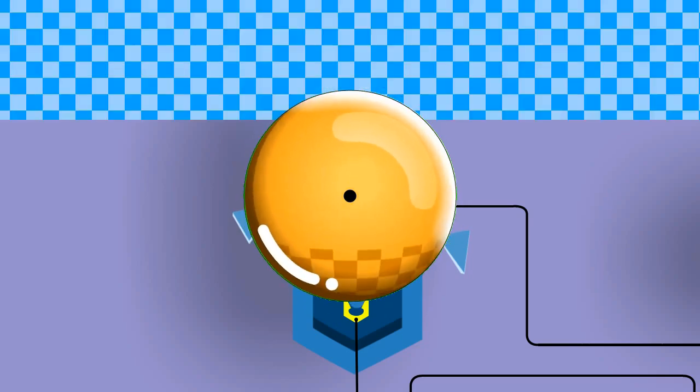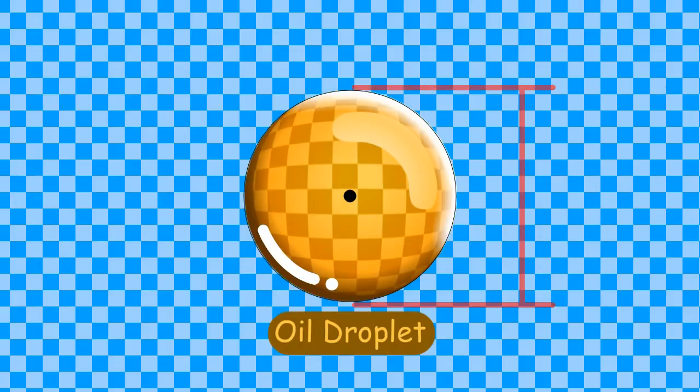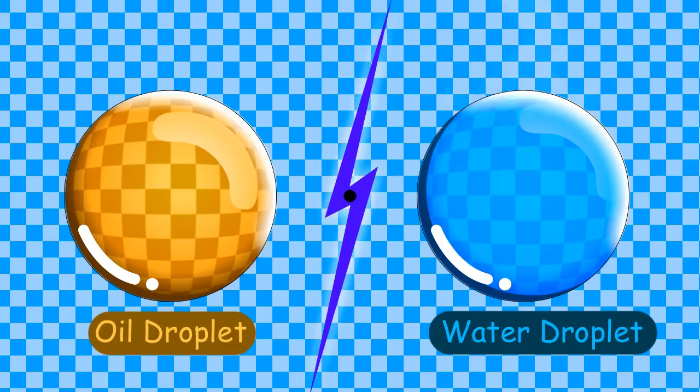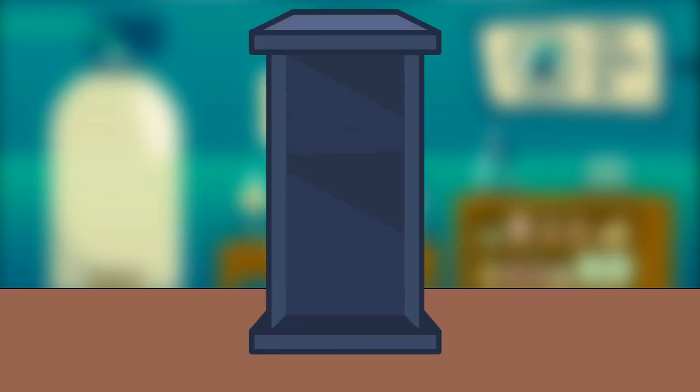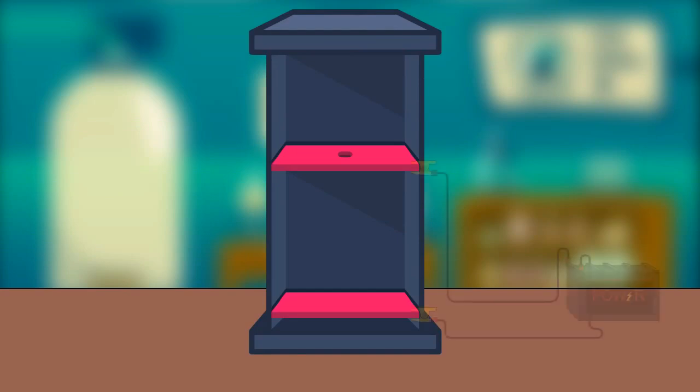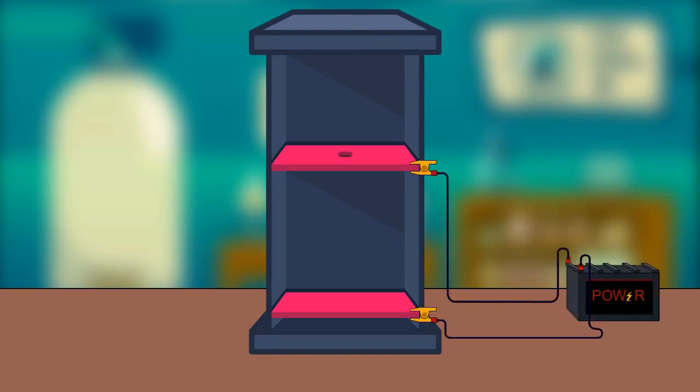Millikan designed his experiment using oil droplets because they were small, easy to control, and wouldn't evaporate quickly. He sprayed tiny oil droplets into a chamber with two metal plates, one on top and one on the bottom, connected to a power source to create an electric field.